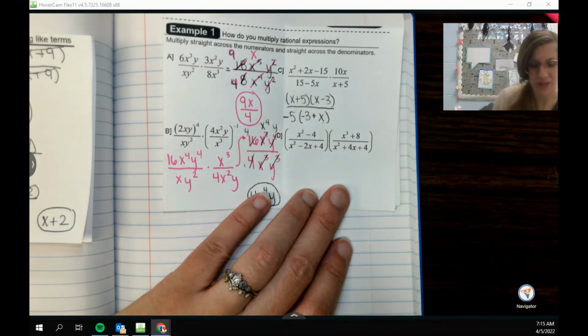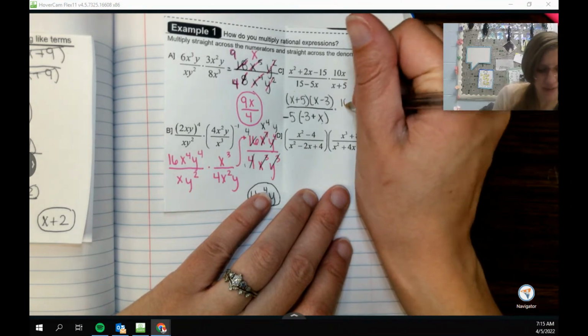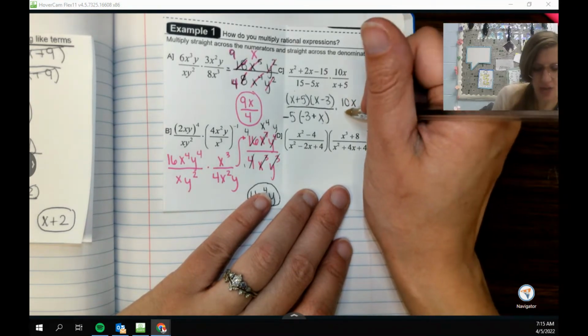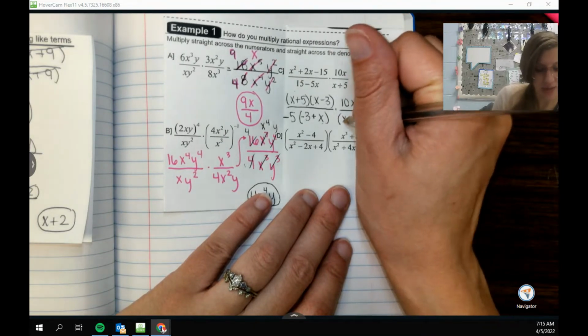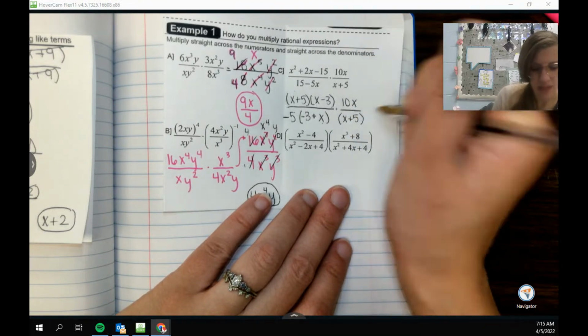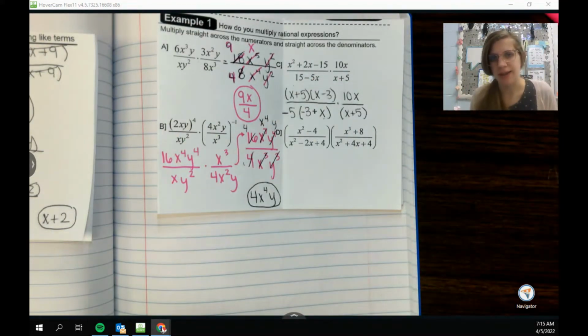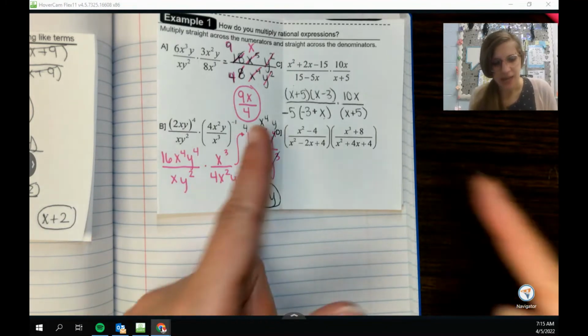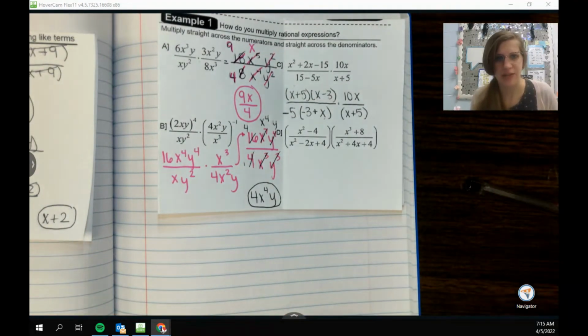Sneaky stuff. Now that is being multiplied by the 10x, which I can't really factor anymore. That's already multiplication. And the x plus 5, I can't really factor that anymore either. Now again, because this is a multiplication, we can just smash these two things together right now. And so I'm not going to really rewrite it because it's already sort of smashed.